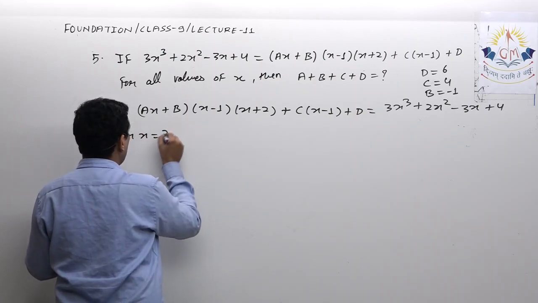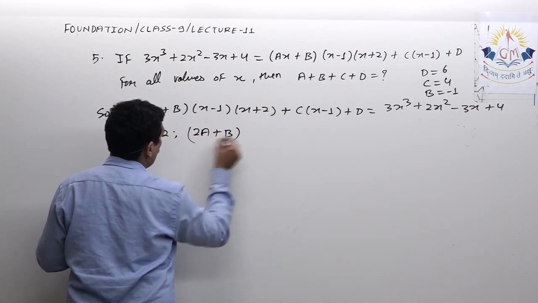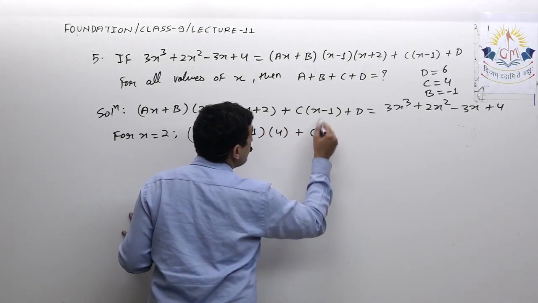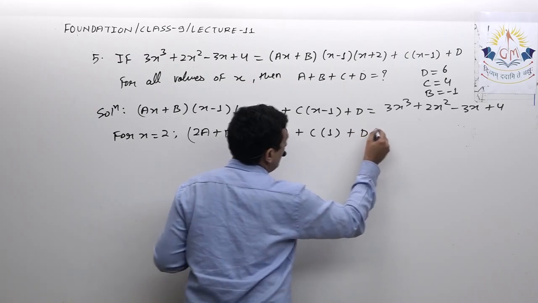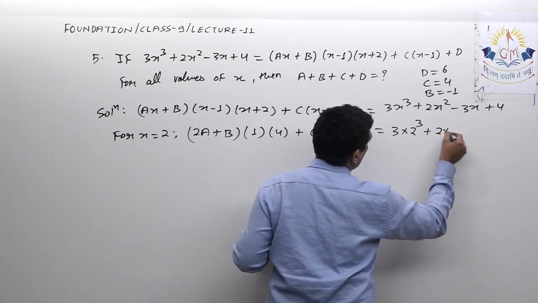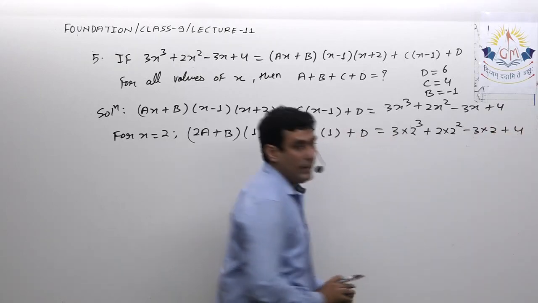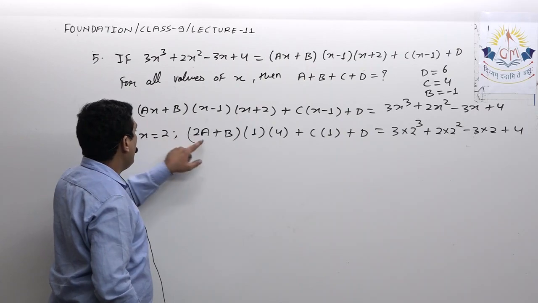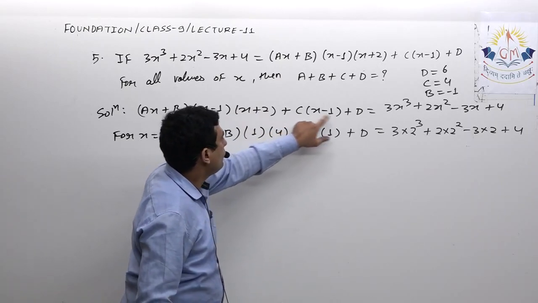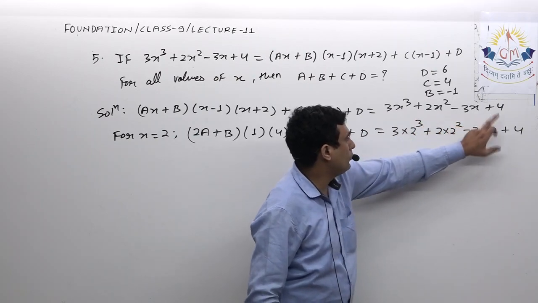So for x equal to 2, I have 2a plus b. Now 2 minus 1, that is 1, 2 plus 2, that is 4, plus c, 2 minus 1, that is 1, plus d is equal to 3 into 2 cube plus 2 into 2 square minus 3 into 2 plus 4. Simply what I did, I put x equal to 2. So 2 into a, 2a, plus b as it is, then 2 minus 1, so I wrote 1, 2 plus 2, 4, 2 minus 1, 1, d as it is, then 2 cube, 2 square, 3 into 2 plus 4.